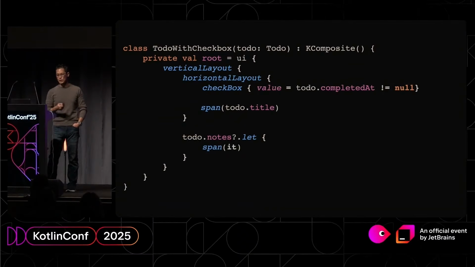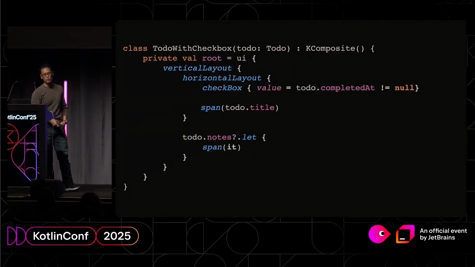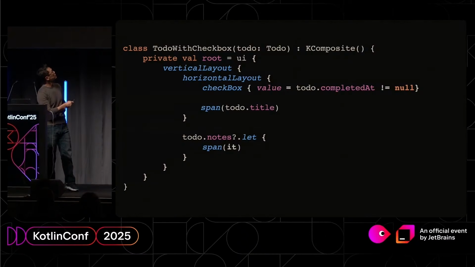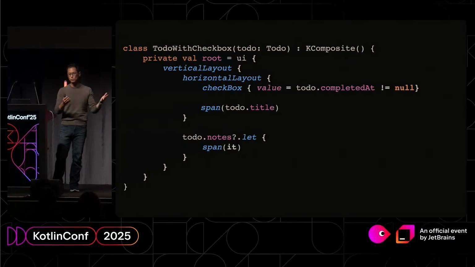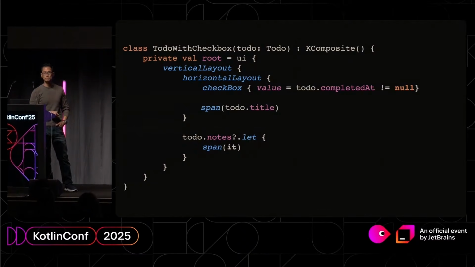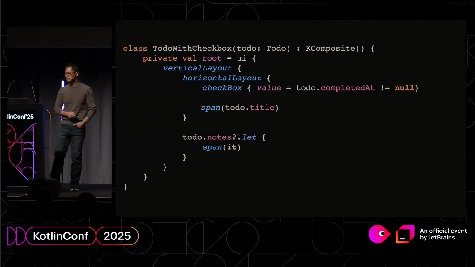So now we want to add a checkbox, and we want to add the notes, right? So we create a horizontal layout with the checkbox to the side, and then the to-do title over to the right. The checkbox has this other lambda here, the value, where you're saying if it's completed, it's going to be checked. If it's not completed, then it will be unchecked. And then the to-do notes, if we have them, we will just write a span out. So again, you can see it's very DSL-y, and it's kind of nice.